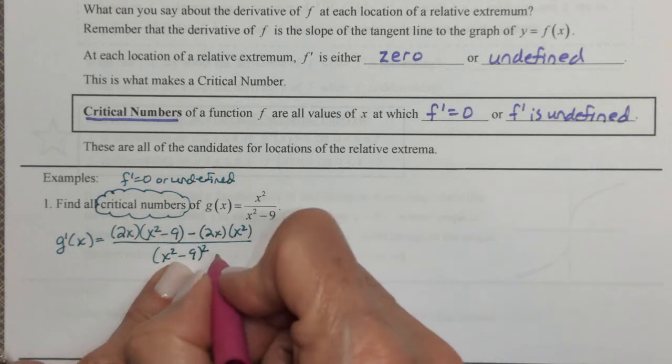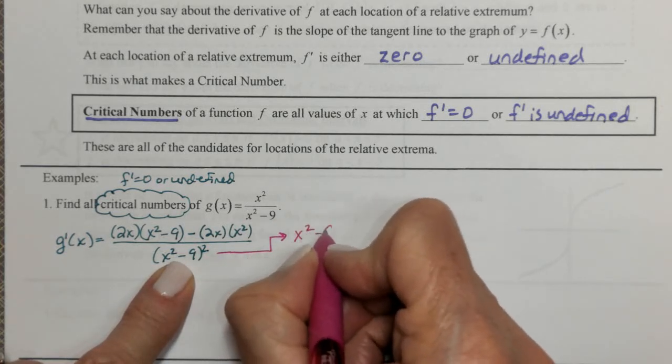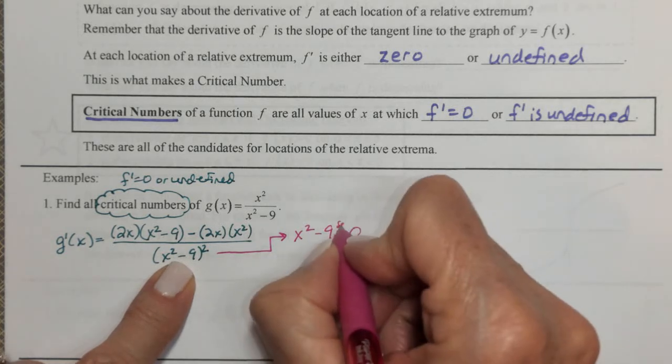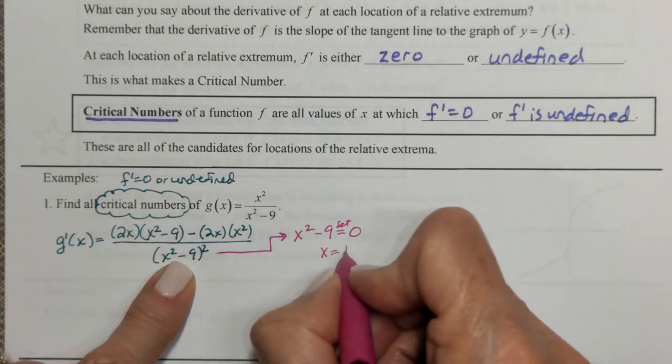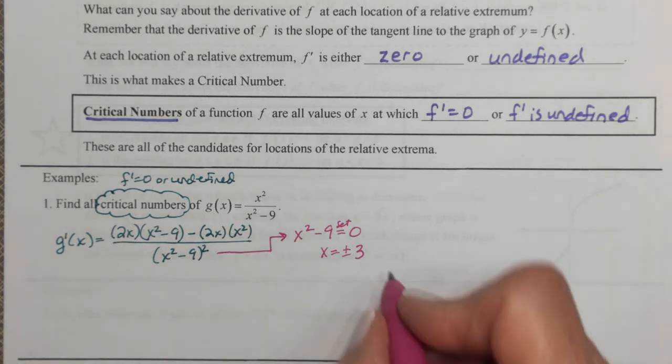Let's go off to the side here. What value of x makes that 0? Well, there are 2 of them. x is equal to positive or negative 3. Those both make the denominator 0, so those are both critical numbers.